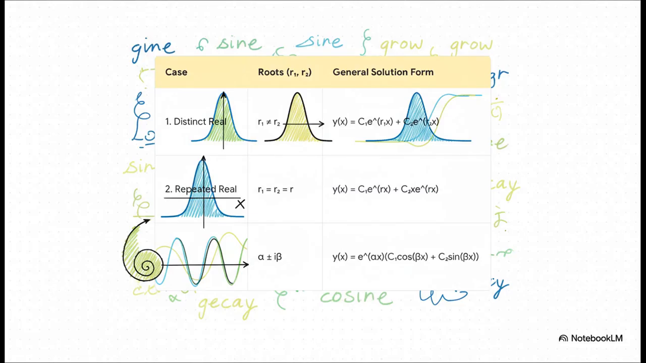So the roots of that equation will always fall into one of just 3 categories. This table is your roadmap. If you get 2 different real roots, your solution is a mix of 2 exponentials. If you get 1 repeated real root, look closely. The second part of the solution just gets an extra x multiplied in. And then, if you get complex roots, something really beautiful happens. Your solution turns into an oscillating wave with sines and cosines. This one table is pretty much the key to solving a huge class of these problems.